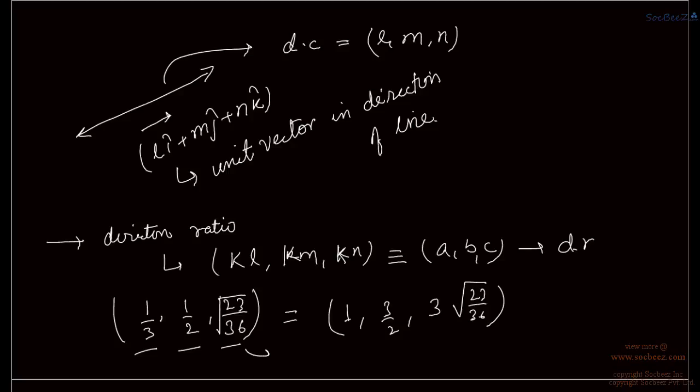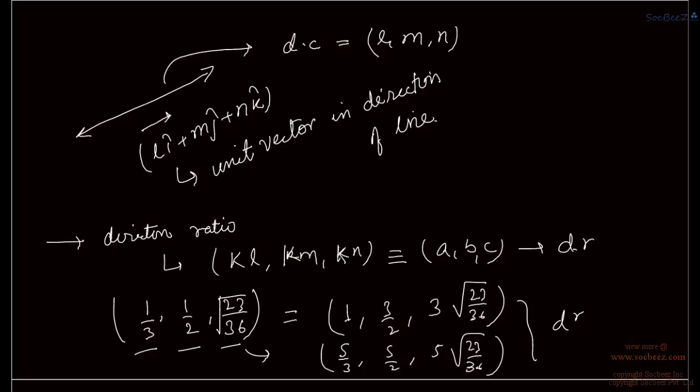This is a direction ratio. We can get another direction ratio. Say if we multiply it by 5, then we will be getting 5 by 3, 5 by 2, 5 root 23 by 36. So this is another direction ratio. These all are direction ratios. So we can have n direction ratios, that means infinite direction ratios for a given direction cosine, or for a given line.